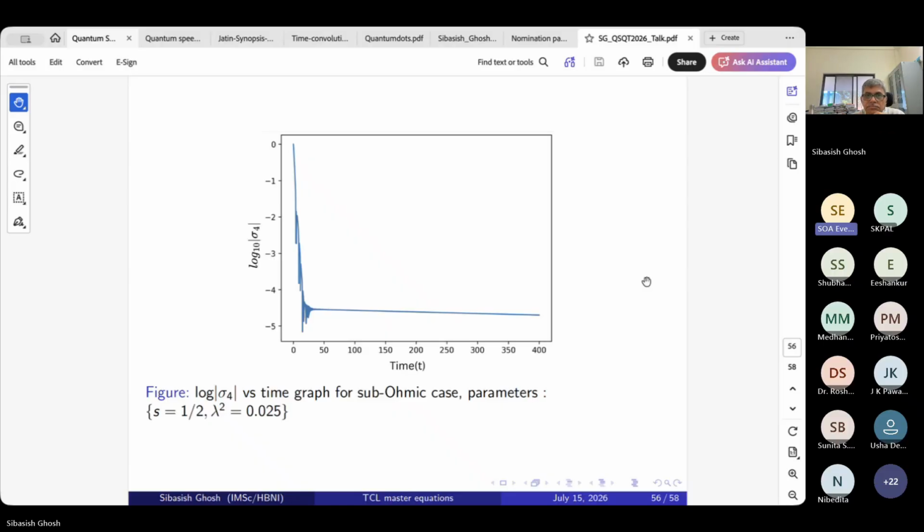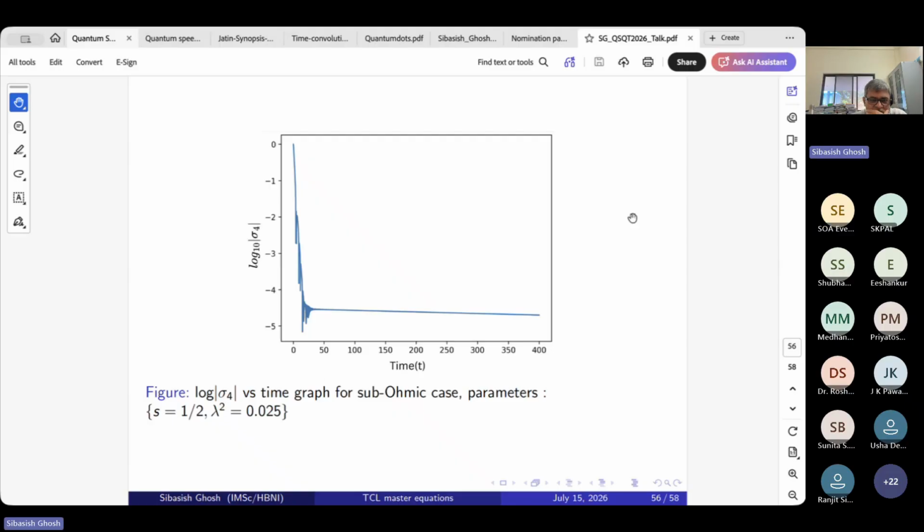Hello, sir. I have a question. Yes. So, for the divergence, for the higher orders like TCL2 and TCL4, did you do the entropic approach? How could you use the relative entropy divergence for this?